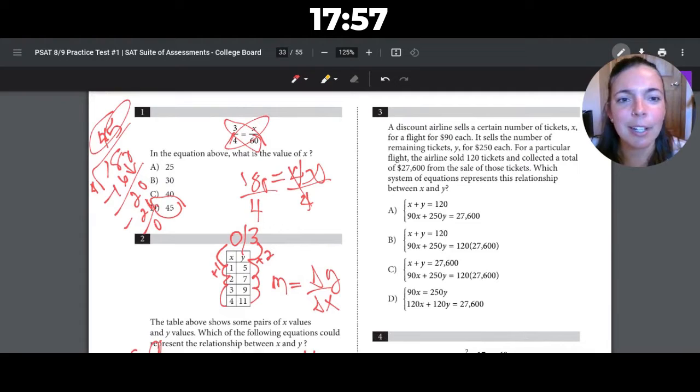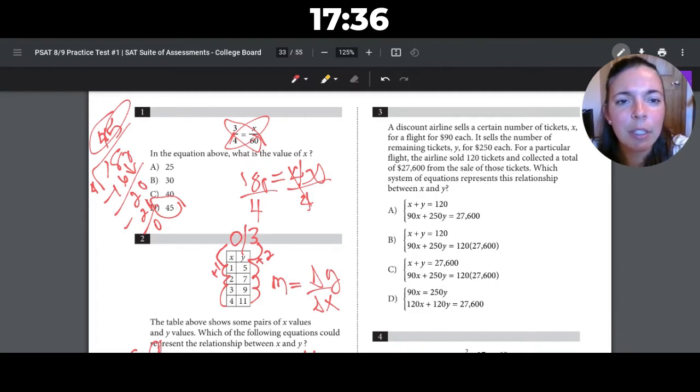Number 3, a discount airline sells a certain number of tickets X for a flight for $90 each. It sells the number of remaining tickets Y for $250 each. For a particular flight, the airline sold 120 tickets and collected a total of $27,600 from the sale of those tickets. Which system of equations represents this relationship between X and Y?